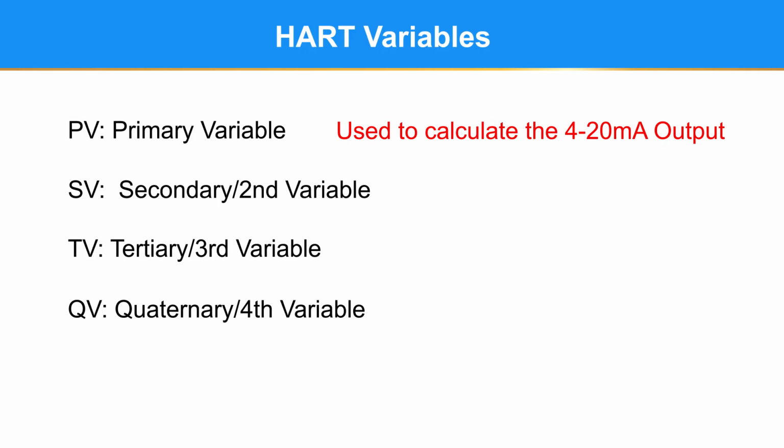The other 3 variables are technically called the secondary, tertiary, and quaternary, but most commonly referred to, because they are hard to spell and pronounce, as the second, third, and fourth variable. These are secondary or nice-to-know measurements, such as the device temperature. They are only available digitally.